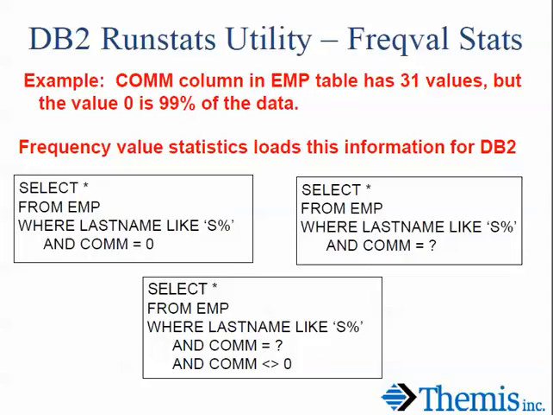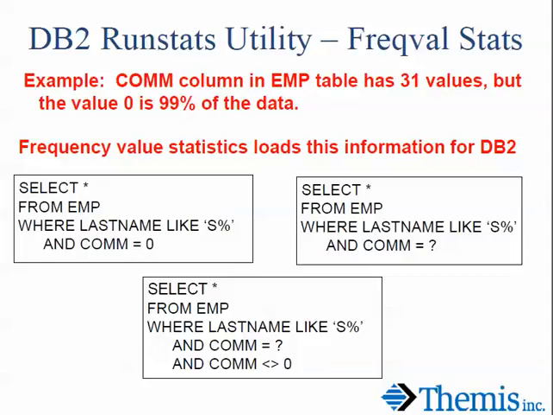But when we get to analyzing the data and writing queries against it, we realize that the value 0, which is one of the 31 values, is 99% of the data. Wow, that's a very uneven distribution of those 31 values. That's an outlier. That's something we need to talk to a DBA about. We have this column, commission, that's in our where clause fairly often in a lot of our queries. We're putting specific values in there, and sometimes we're looking for the ones that don't have a commission, so we're looking for commission equals 0.